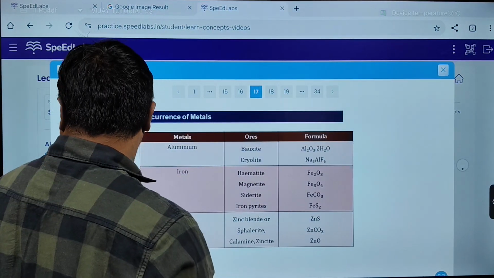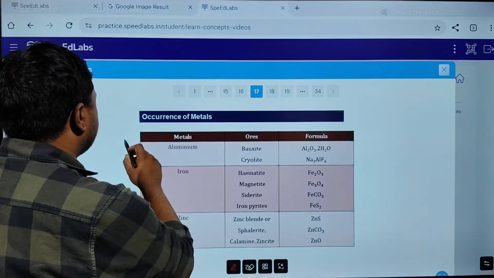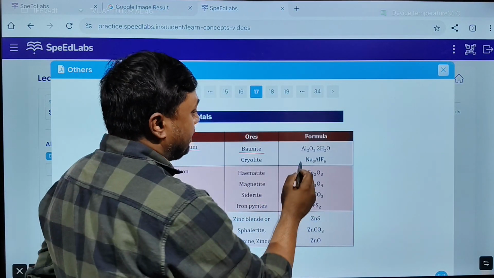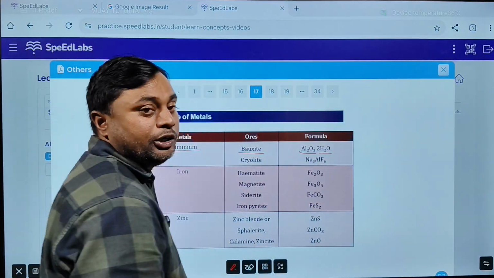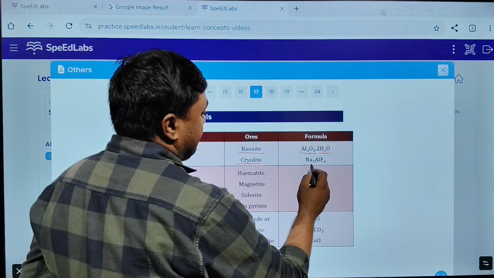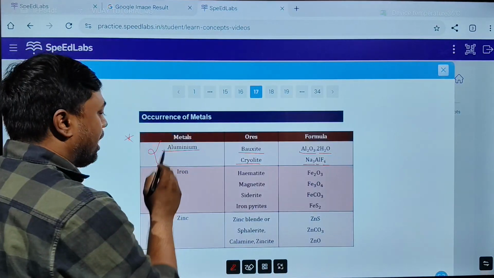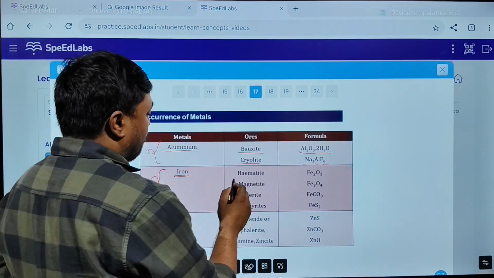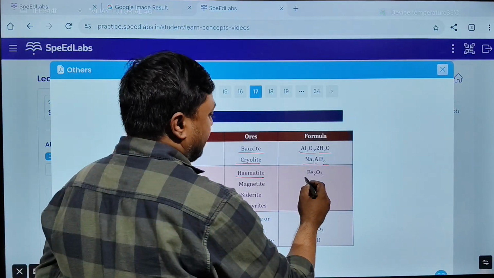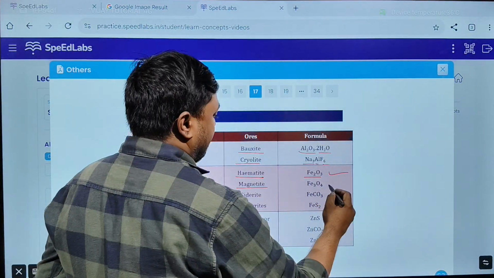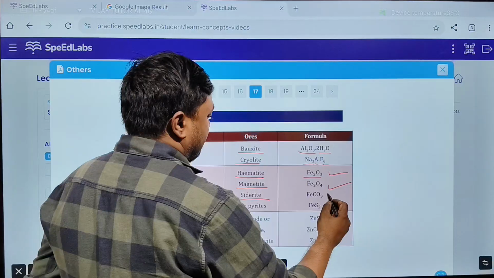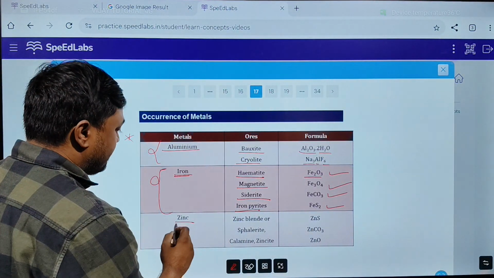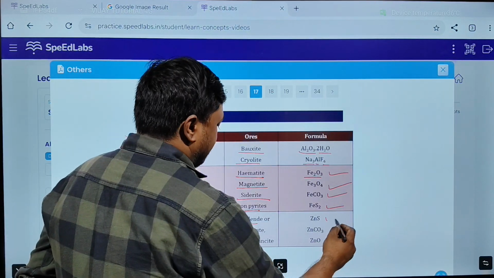Here you can see some metals and their ores. Aluminium: the main ore is bauxite, formula Al2O3.2H2O, and cryolite, Na3AlF6. These are the ores of aluminium. Iron: the main ore is hematite, Fe2O3; magnetite, Fe3O4; siderite, FeCO3; and iron pyrite, FeS2. Zinc: zinc blende, ZnS.